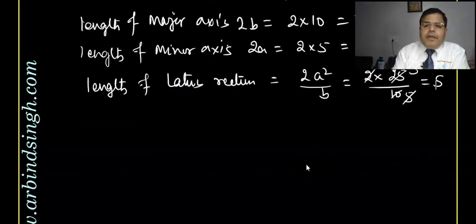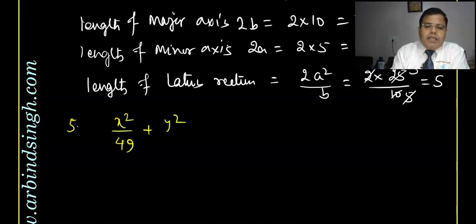Okay, now the next question is question number 5, and question number 5 is x square by 49 plus y square by 36.